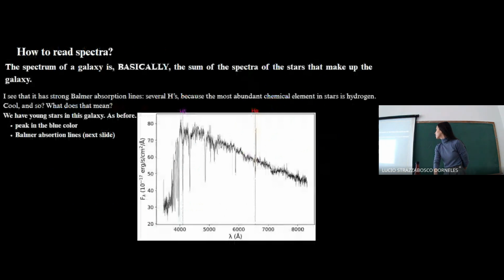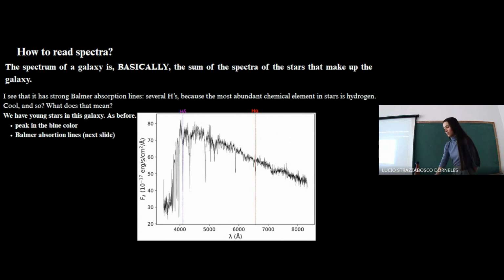So, how to read this spectra? This spectrum of a galaxy is basically the sum of the spectra of the stars that make up the galaxy. And so here we can see we have a peak in the blue color here, and here is the purple color. And so I look at the spectrum, and I know that I have young stars, and also because of the Balmer absorption lines.